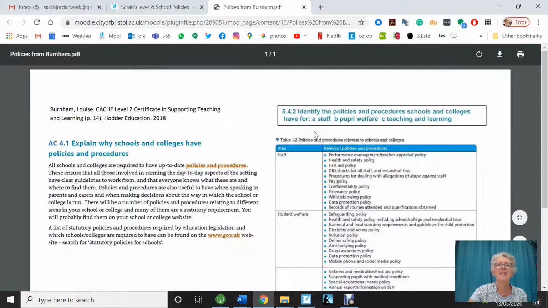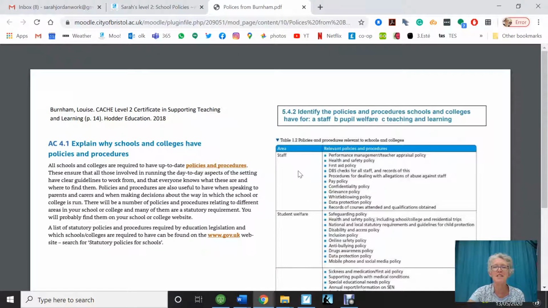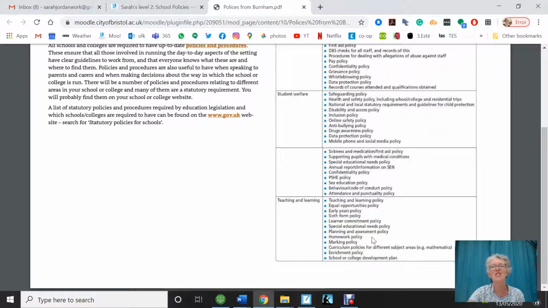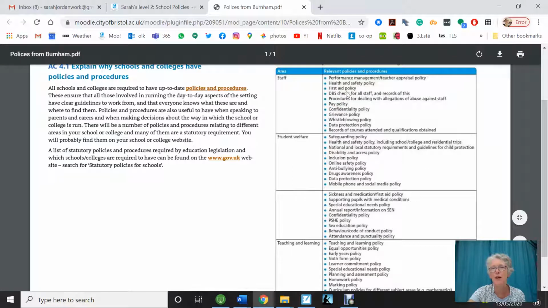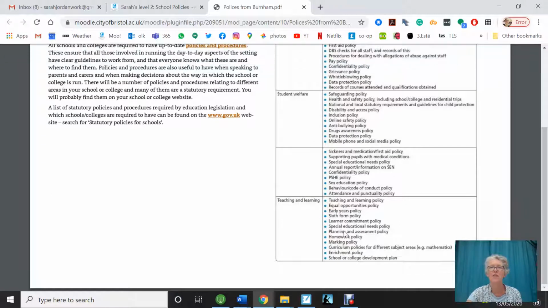And you'll see there's a paragraph here that's about why schools and colleges have policies and procedures. That's the explain one. But look over here, there's a whole list of all the different policies that relate to staff, 2 boxes full of student welfare and 1 on teaching and learning. I've just asked you to pick 5 staff ones, 5 from student welfare and 5 for teaching and learning. So you could get them from here. It doesn't tell you what they all are, but you pick the ones that you might know about.